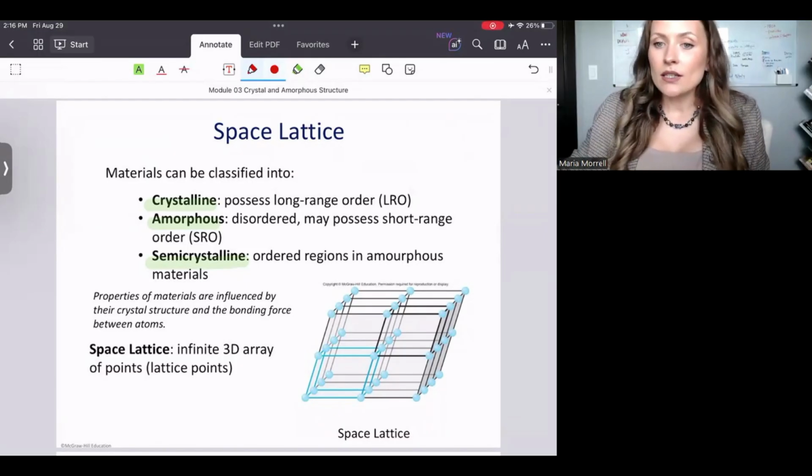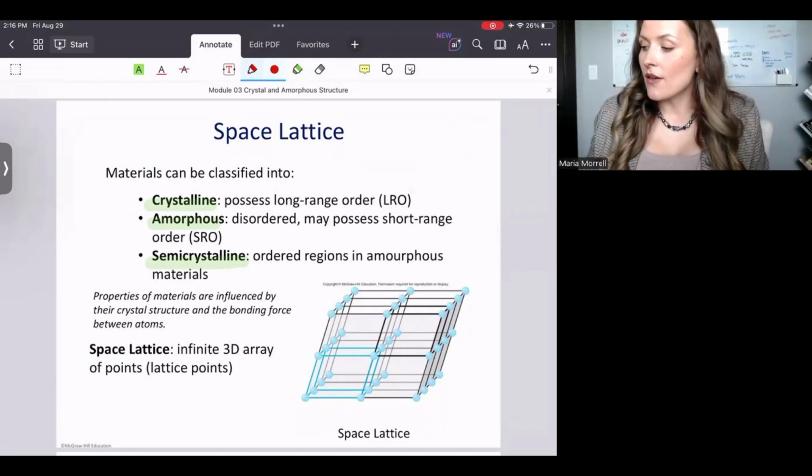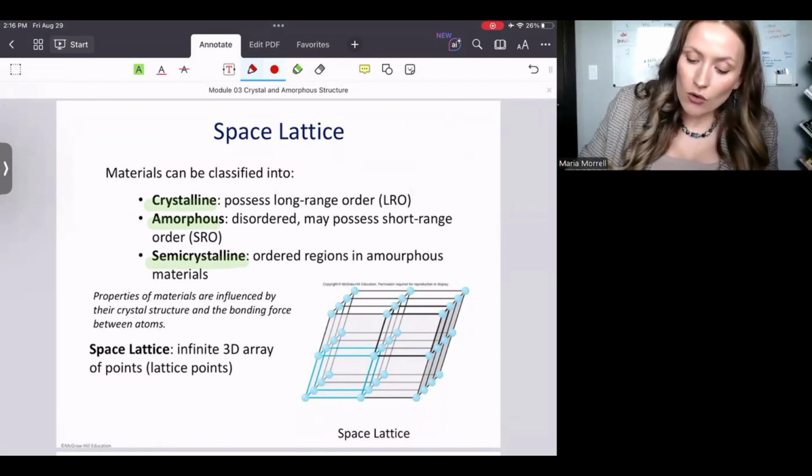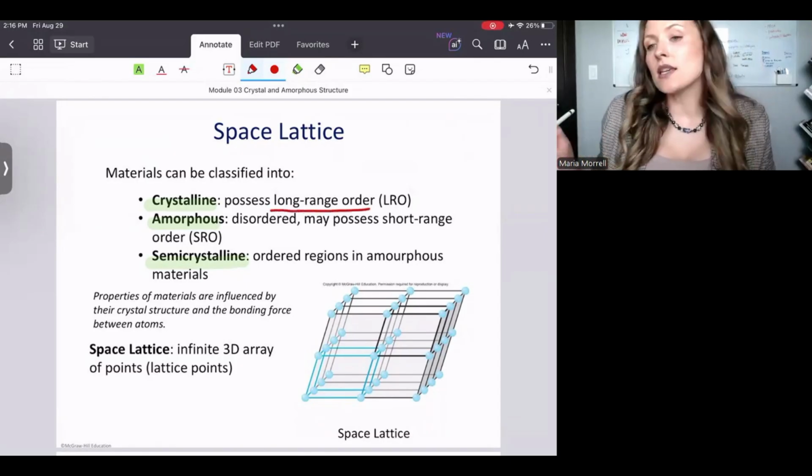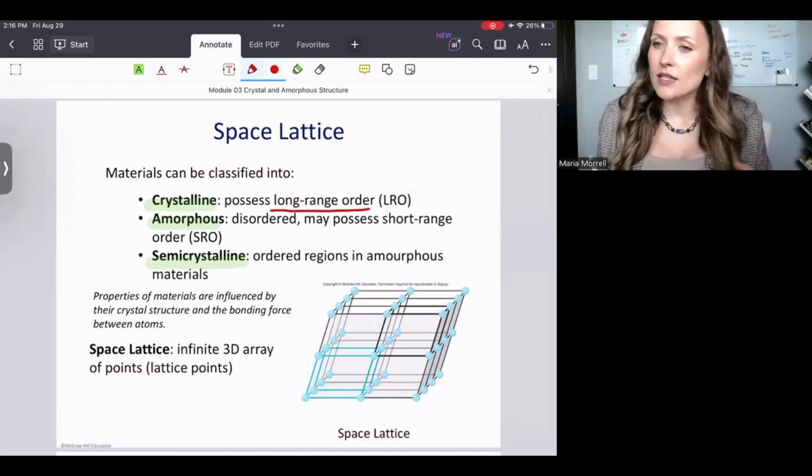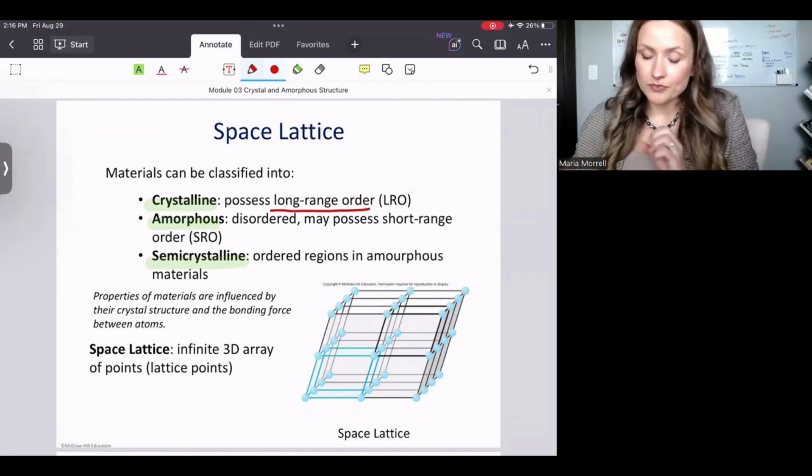Now, crystalline materials are the ones that possess long range order, and that is the key here. And hopefully you recall that I did mention that before when I was describing metals, because metals are crystalline materials, meaning that they have a long range order.